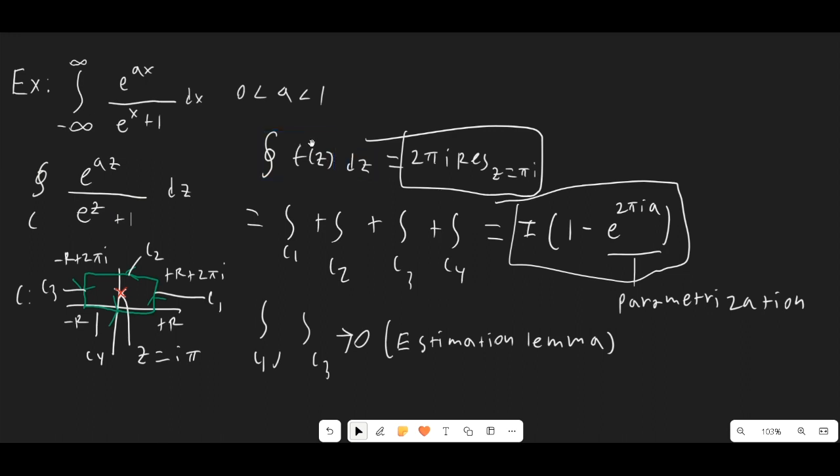So, of course, our contour integral is just going to be equal to the residue at pi i, and it's going to be equal to c1 plus c2 plus c3 plus c4. And in this case, c1 is just this line right here, then c2, c3, and c4. Now, c1 and c3 go to 0, which you can prove using the estimation lemma. And then using parameterization, you find that c2 and c4 are very, very similar. c4 is just equal to I, and c2 is going to be equal to negative e to the 2 pi i a times I. And so all you have to do is divide by 1 minus e to the 2 pi i a, and then you get your value of I right here. Okay, and go ahead and try that one if you want.